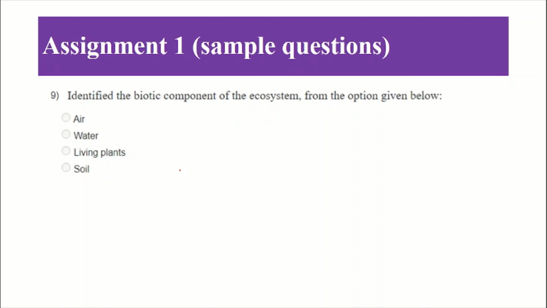The next question is: identify the biotic component of the ecosystem from the options given below. Biotic components are the living components of the ecosystem. So here the third option, which is living plants, is correct, because air, water, and soil are the abiotic components.